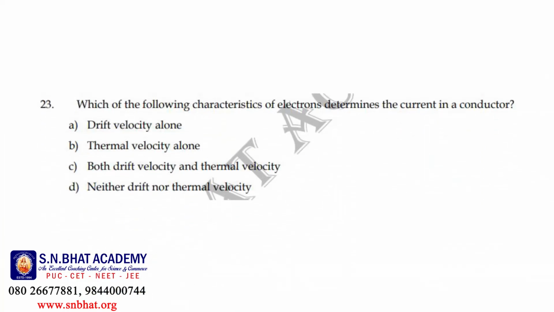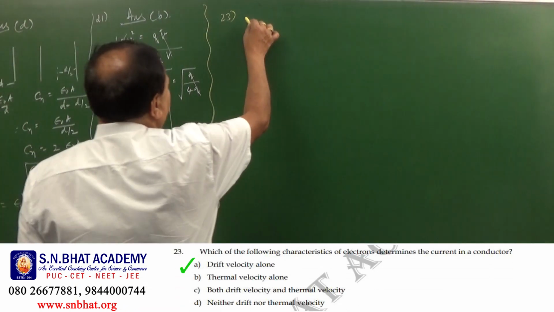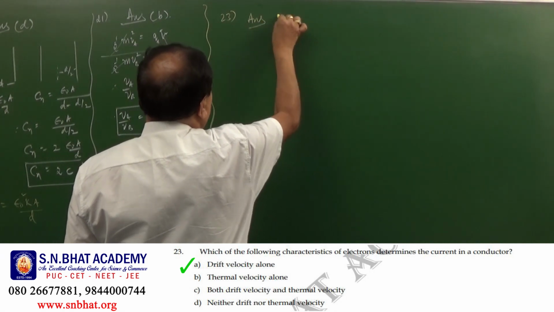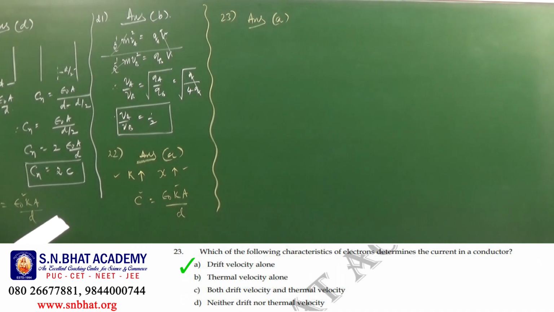Next is question number 23. Study the question carefully. Which of the following characteristics of electrons determine the current in a conductor? It's a fact. You remember that drift velocity alone, you mark as the answer. A, drift velocity alone, is the one which determines the current.